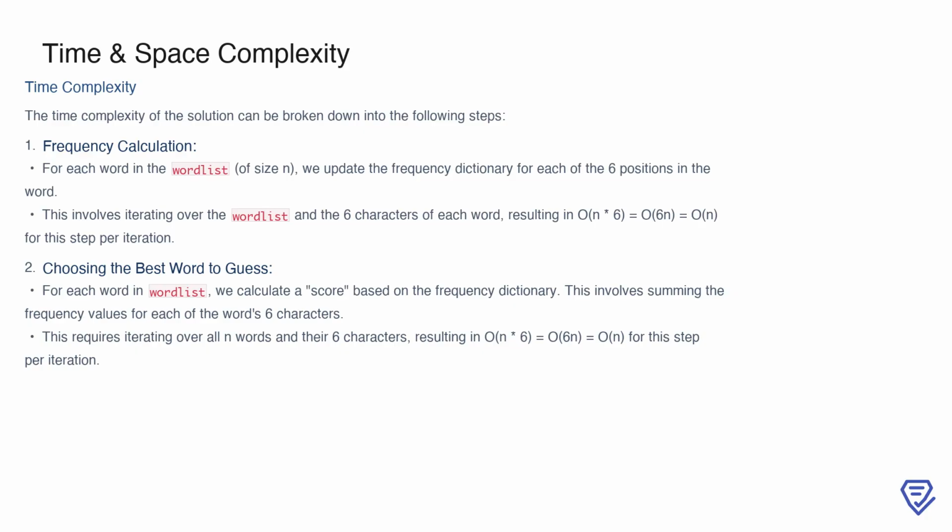Next, we need to choose the best word to guess. For every word in the word list, we calculate a score by summing the frequency values of its 6 characters. This also involves iterating over all n words and processing 6 characters for each, resulting in the same time complexity, O(n * 6), which simplifies to O(n) per iteration. Both of these steps are efficient and linear with respect to the size of the word list.